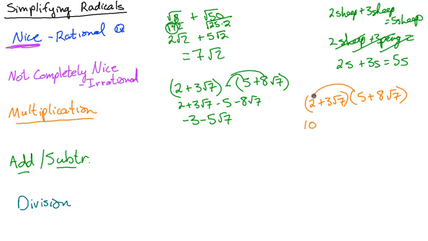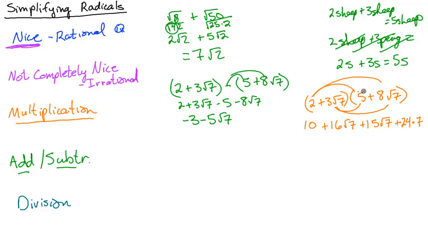2 times 5 is 10. 2 times 8 square roots of 7, that's 16 square roots of 7. Good. Times these guys, and now we have 15 square roots of 7. And 3 square roots of 7 times 8 square roots of 7 is 24 square roots of 49. Again, look at how genius that is. When we took the square root of 7 times the square root of 7, it popped right out of the irrational world. Square root of 7 times square root of 7 is indeed 7.